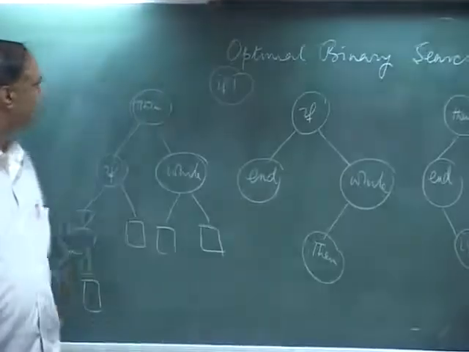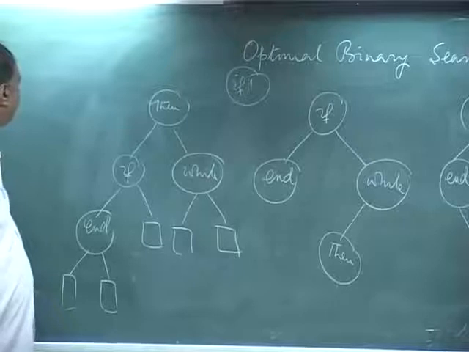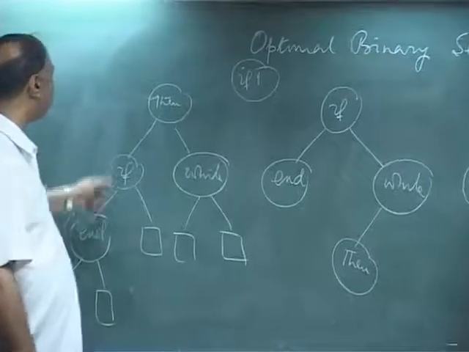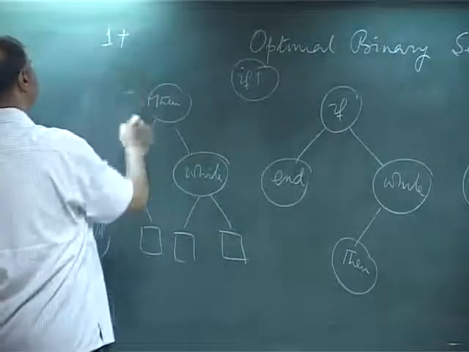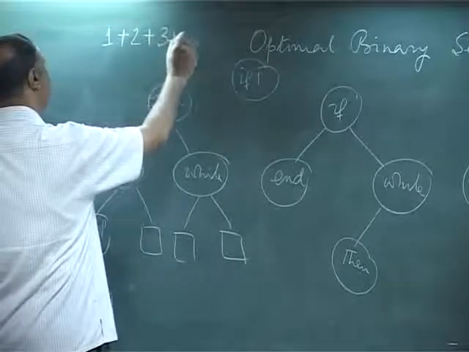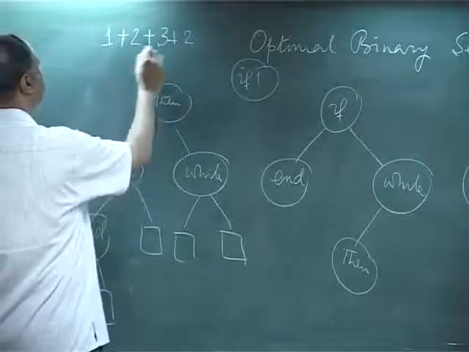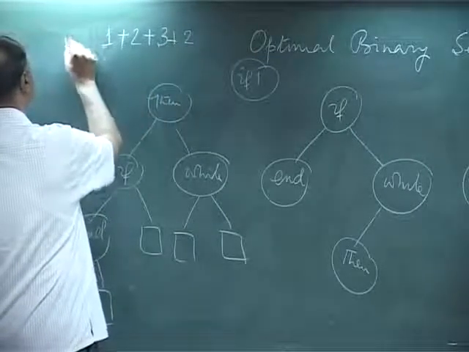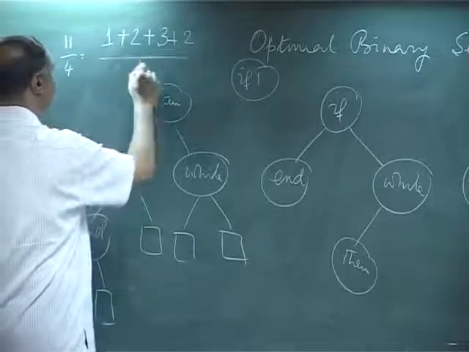Okay? Now for this case, if it is a successful search, then the average number of comparisons is required. For then it is 1, for if it is 2 comparisons, for and it is 3 comparisons, and while it is 2 comparisons. So this is 6 plus 5 is 11. 11 divided by 4, so that is your average number of comparisons. Okay?